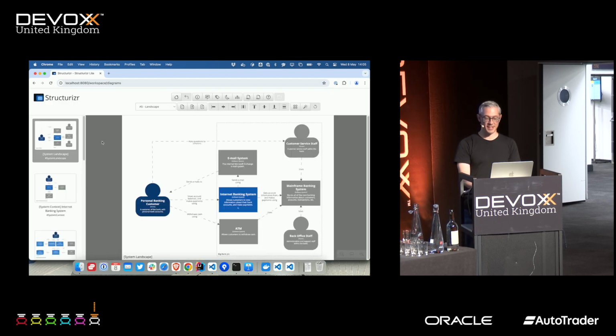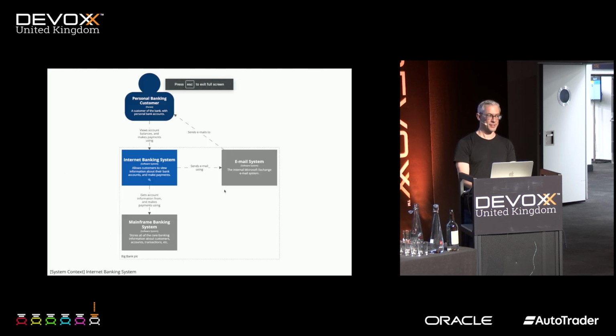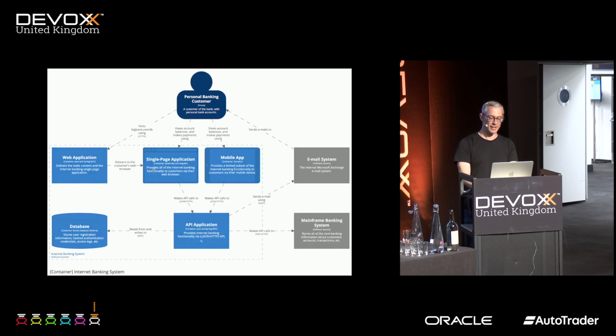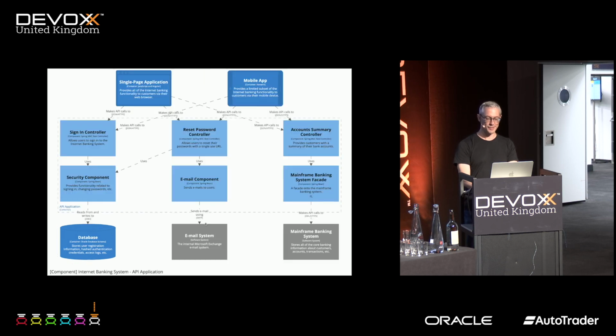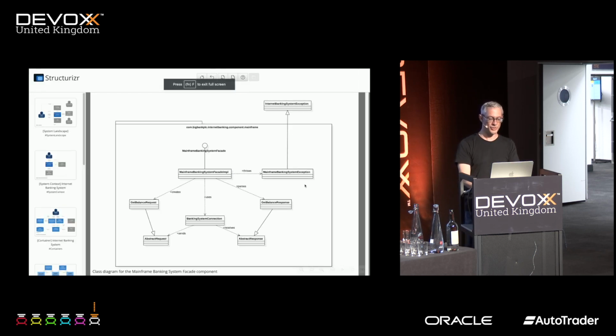So this is the system context diagram for the internet banking system. Double click, get to the context. Sorry, that was the system landscape. This is the system context diagram. Double click, get to the container diagram. Double click, get to the component diagram. Double click, get to the code level diagram, which in this case is a static PNG file, but you can also insert PlantUML and Mermaid here if you want to.